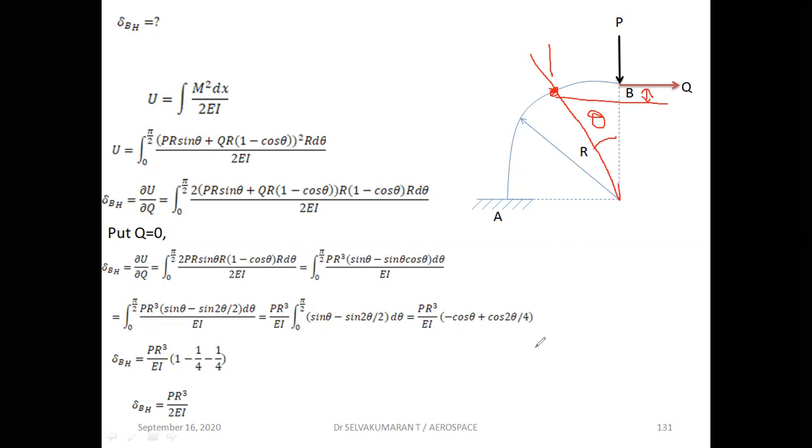After putting Q equal to 0 here, this is a reduced expression. Then you integrate it. Integrating sine theta cos theta, which is nothing but sine 2 theta divided by 2. So integration of sine theta is minus cos theta. Integration of minus sine 2 theta is plus cos 2 theta, because if sine 2 theta is integrated, you will get negative. After applying the limits, lower limit 0 and upper limit pi by 2, this is the horizontal deflection, PR cube by 2EI. That is, our assumed direction is correct.